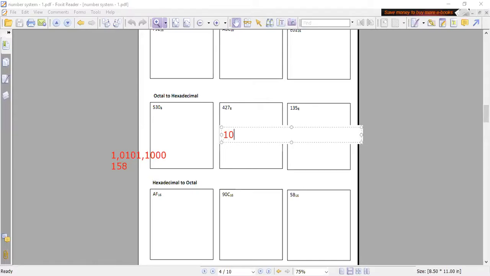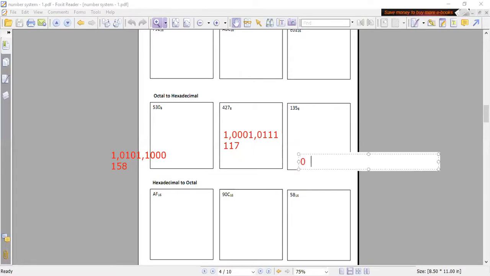427. 4 you can represent 100, 010, 7 111. Then separate each 4 digits. 0, here you are getting. So your answer will be 117 in 16. We'll go to last one.